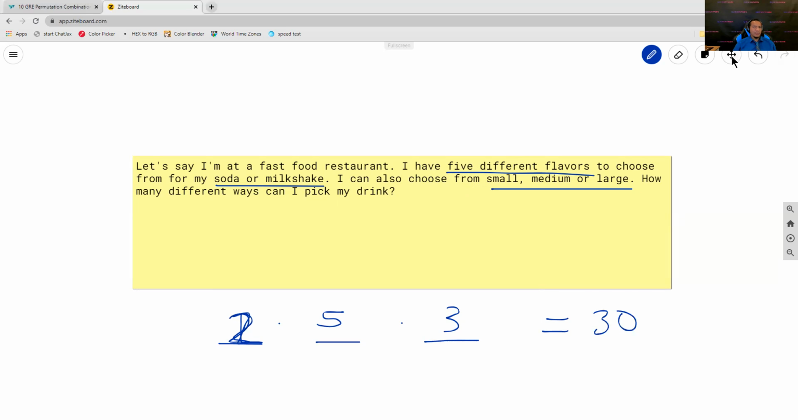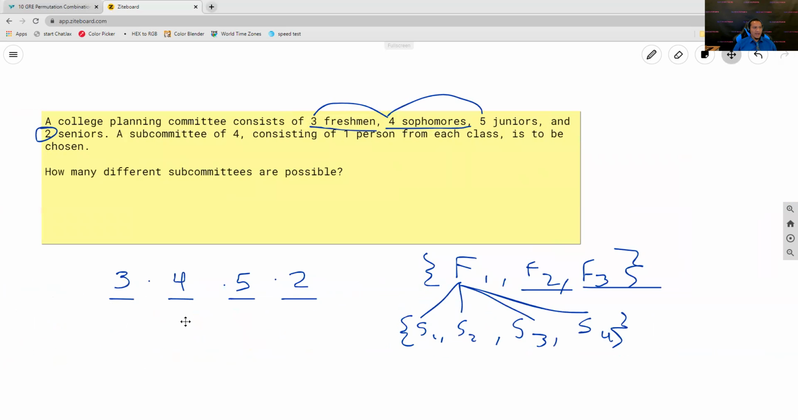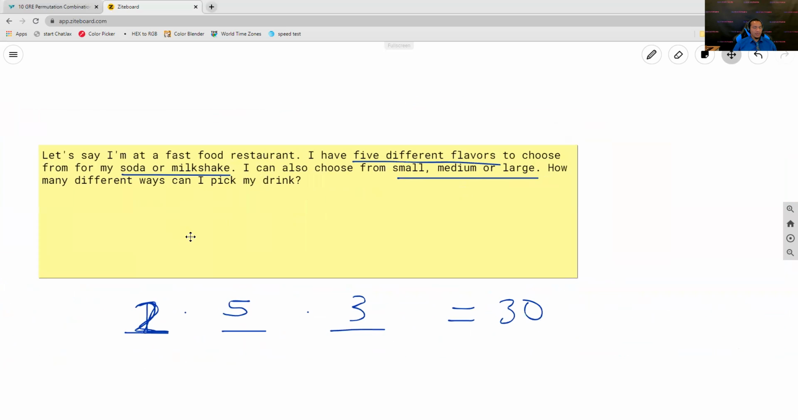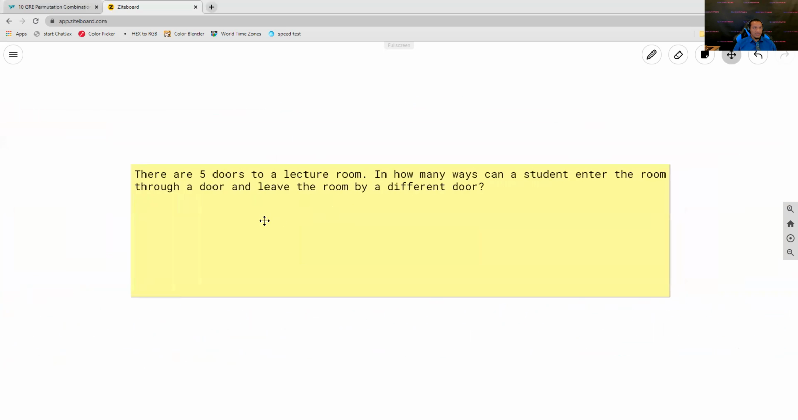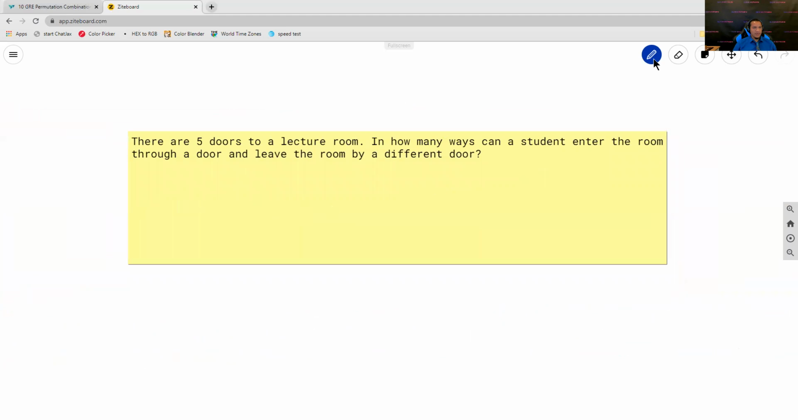All right, and that's it. 30 different ways to pick my drink. Now we know how to count, basically by choosing spots. Notice that in both examples, I made spots. That's what you need to do for permutations and combinations. Let's go on to the next example then. Feel free to read the question, and I'll go over it in just a few moments. So feel free to pause the video now.